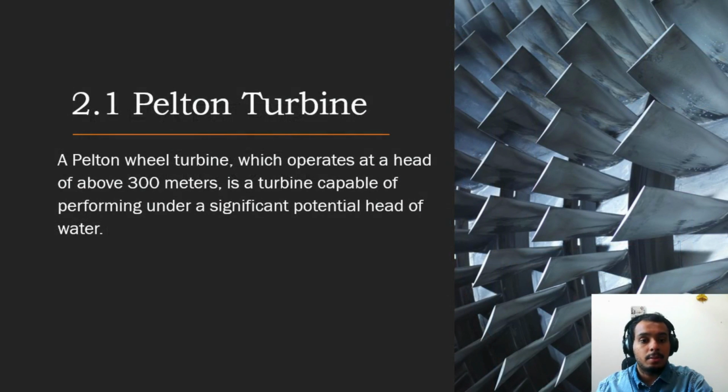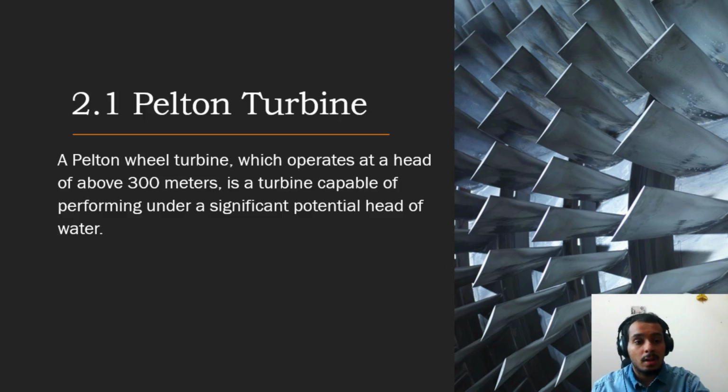The Pelton turbine is a turbine which operates at a head of above 300 meters. It is a turbine capable of performing under a significant potential head of water. The runners are made of a circular disc with semi-cups called buckets equally distributed around their circumference. One or more nozzles are positioned so that each jet travels along a tangent to the circular path which runs through the center of the buckets.